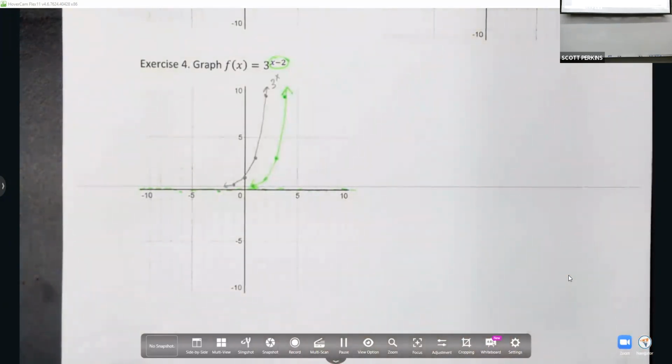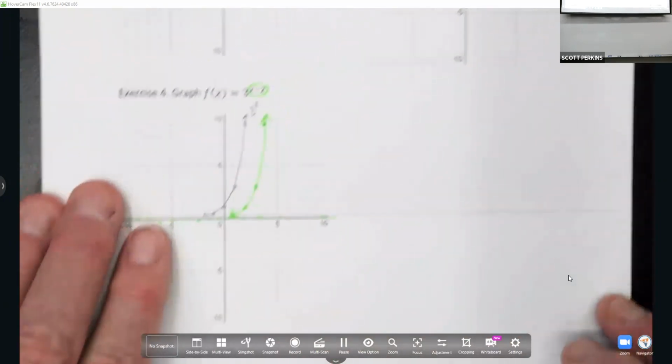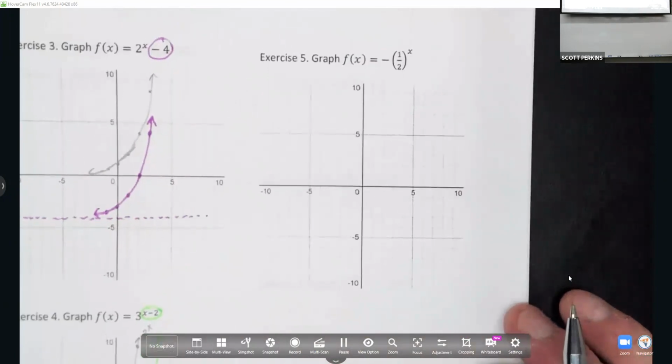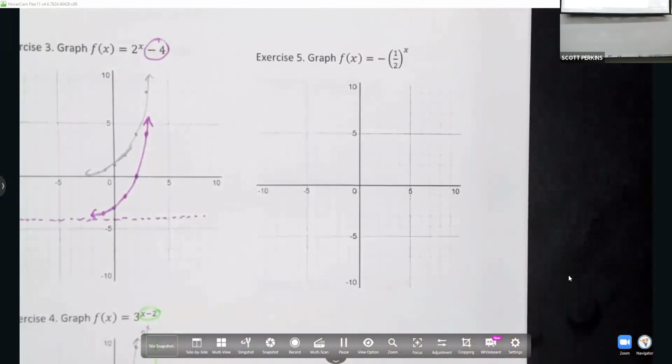I'm going to assume, unless somebody asks a question, that there's not one, so feel free to ask it. And then the last of our translations, again based on one of our previous problems, is a -1/2 x.